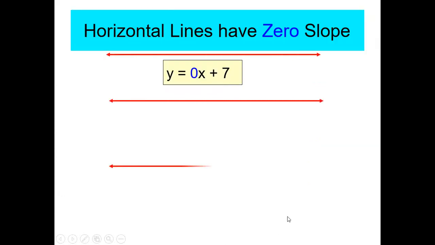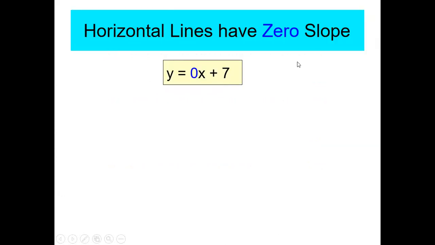Horizontal lines have a 0 slope. If you plugged a 0 in, 0 times x is what? Oh, it exploded. Yeah, the 0 kills the x. It disappears. If you don't have an x, then you've got a flat line with a horizon that looks like a sun. The sun is 0, which is the slope.